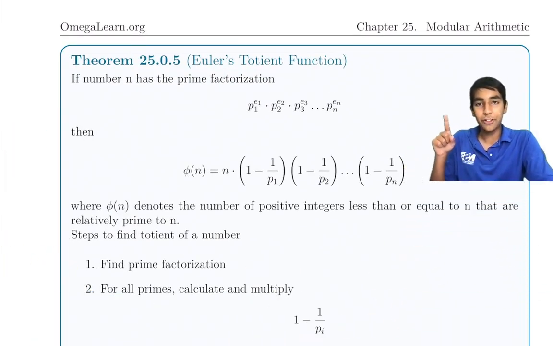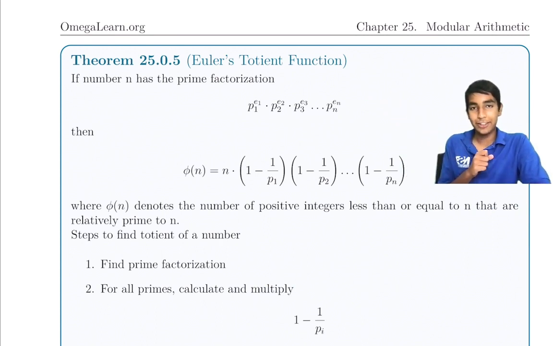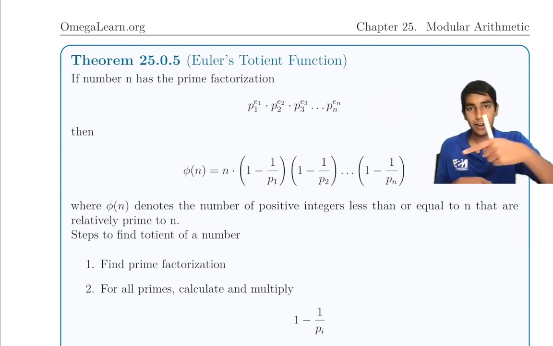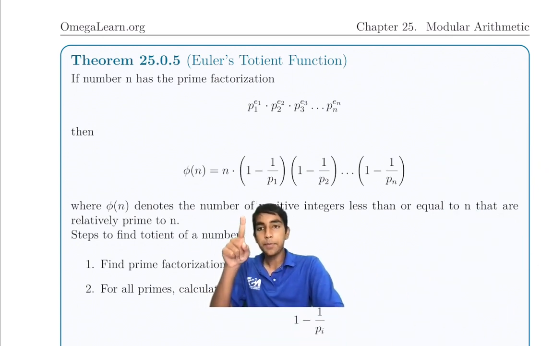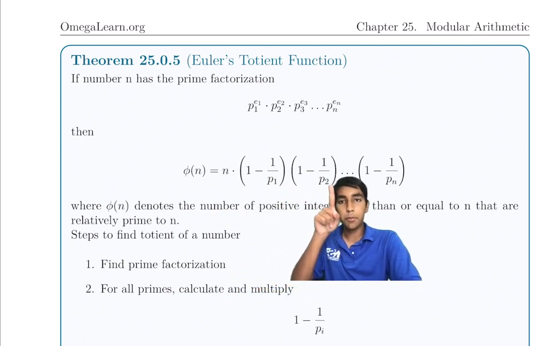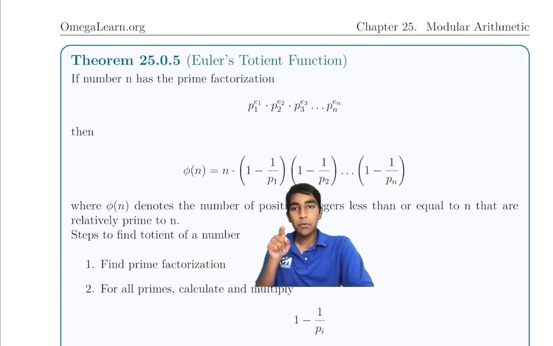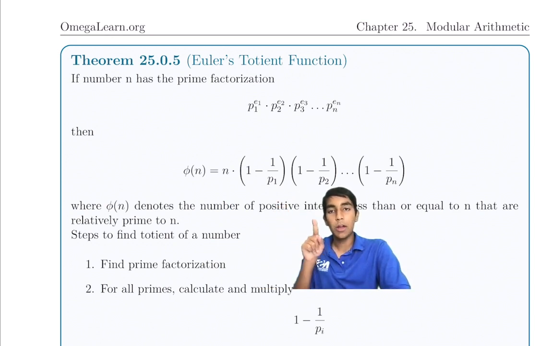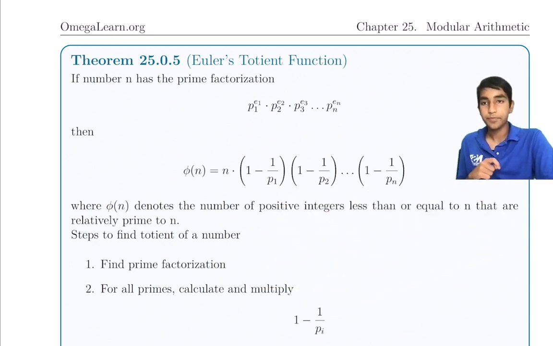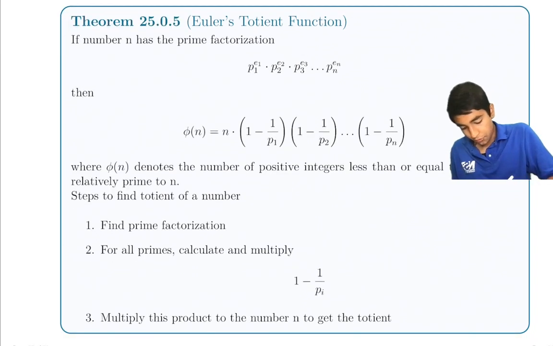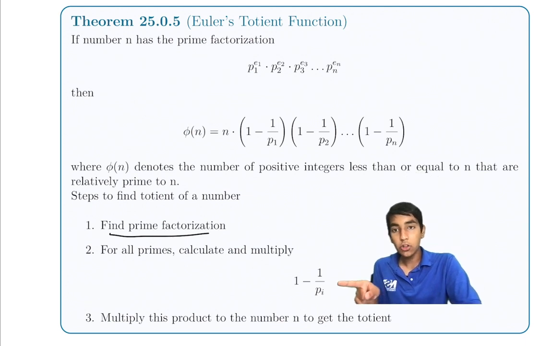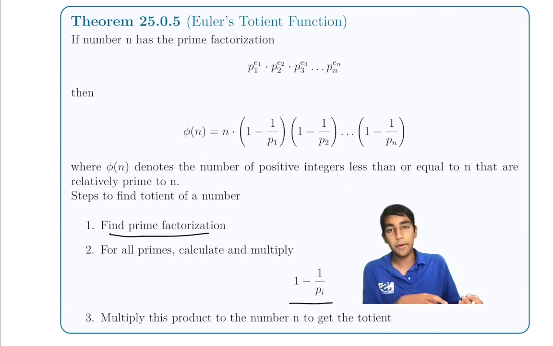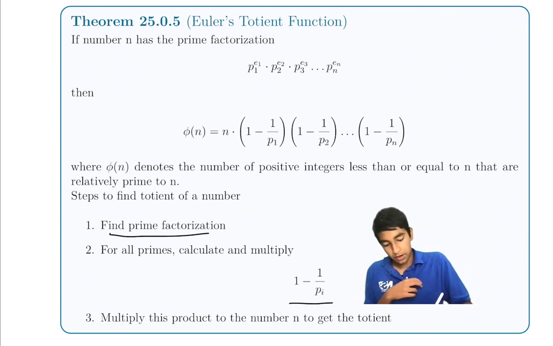Now this is the most cool function ever. Basically, if we have this prime factorization there, this is going to be our totient, this thing right there. So basically, what we do is we multiply our number n by 1 minus each of the primes. So n times 1 minus 1 over the first prime times 1 minus 1 over the second prime, and so on. So the trick here is you find the prime factorization, that's step one. Then for all primes, you calculate this term here, 1 minus 1 over the prime. And then you multiply all those together. And then finally you multiply by the original number itself.